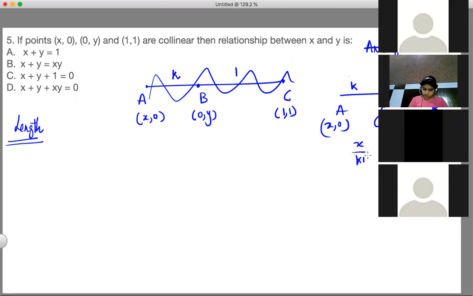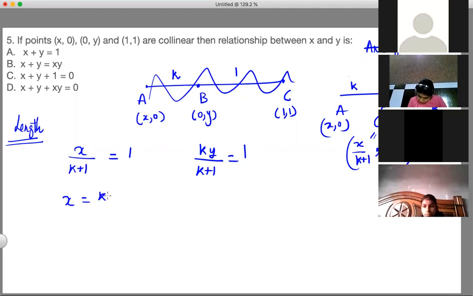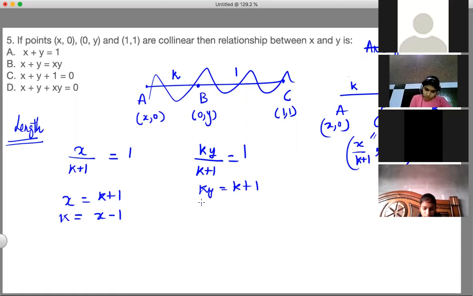x by k plus 1 and ky by k plus 1. Equate these. So we will get x by k plus 1 is equal to 1 and ky by k plus 1 is equal to 1. So this will give us x is equal to k plus 1, and k is equal to x minus 1. And here what do we get? ky is equal to k plus 1. So ky minus 1 is equal to 1. So k is equal to 1 upon y minus 1.